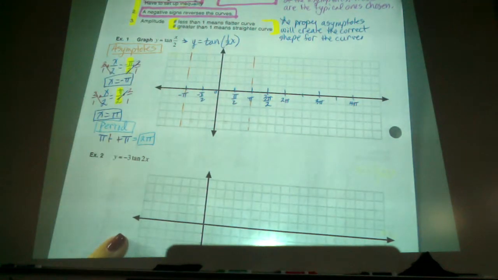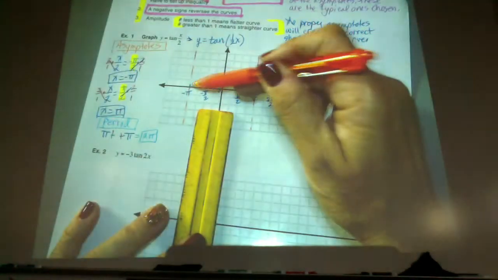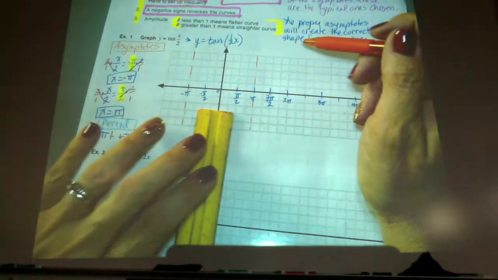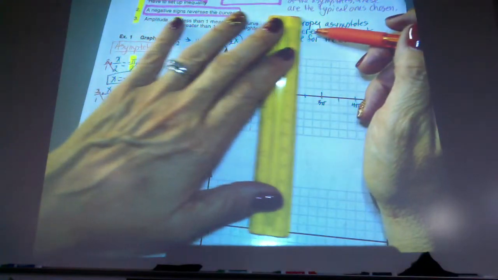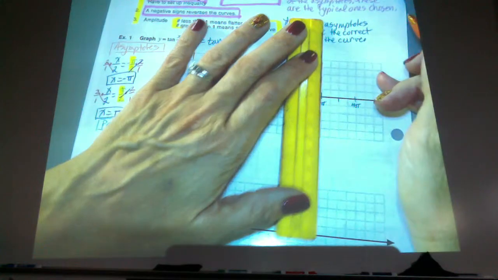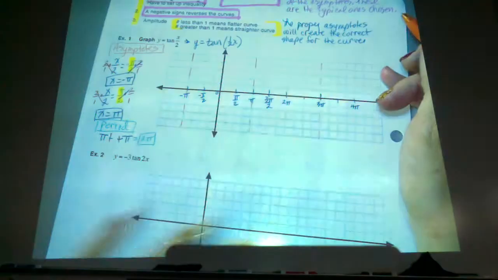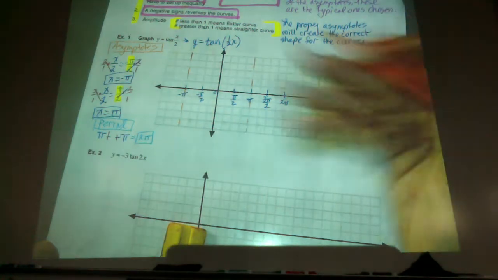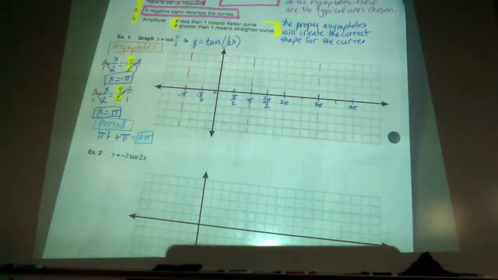And so that's 8 grid lines. So every 8 grid lines, I'm going to put my asymptotes in, as many as I can put in. So here's 2, 4, 6, 8. I'm going to put another asymptote in. 2, 4, 6. I can't put another one in on the right, and I definitely can't put one in on the left. So I can only get 3 asymptotes in on this graph.